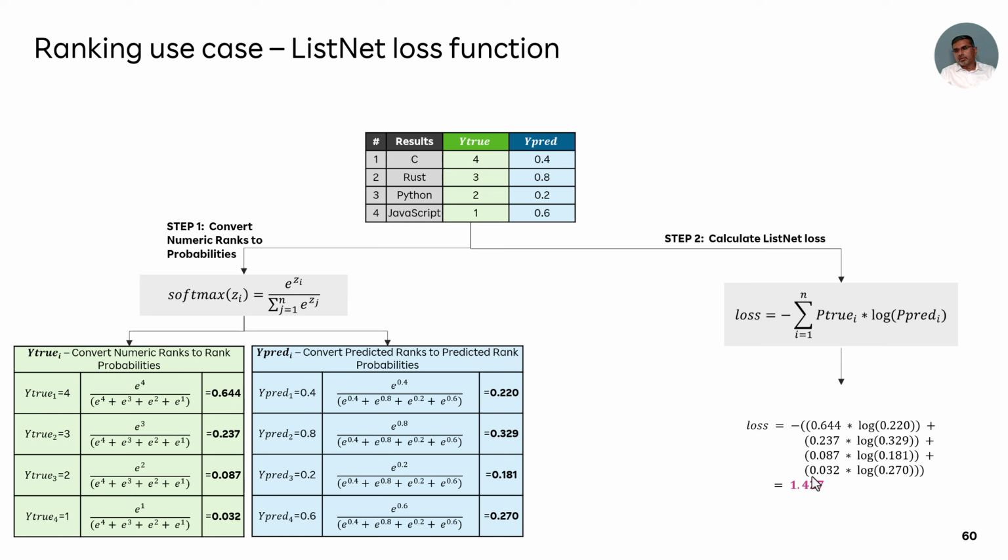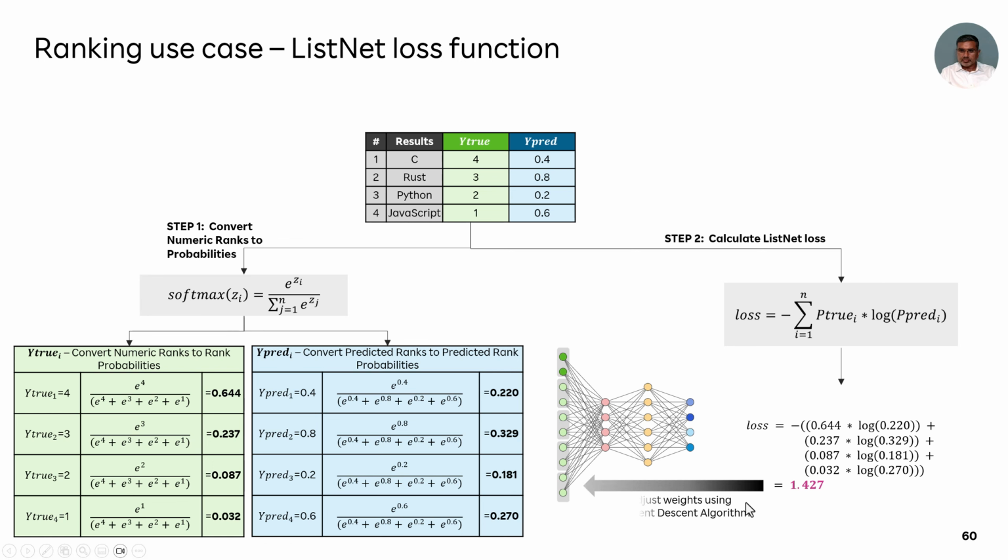Now we take our loss value and we backpropagate this through our neural network using the gradient descent algorithm so that the weights and biases of the individual neurons in each of these layers get adjusted so that subsequent predictions start to get better. And over time, with a sufficient amount of training, we'll start to predict the ranking accurately.